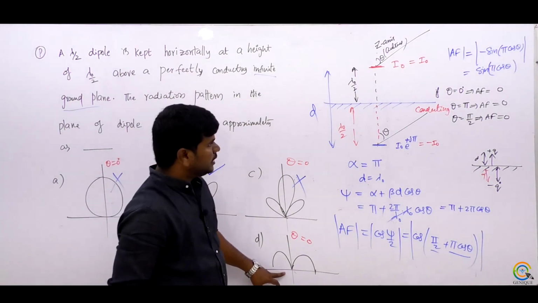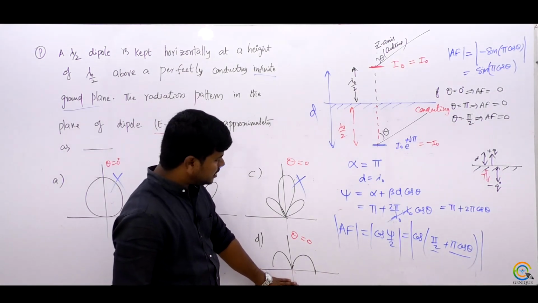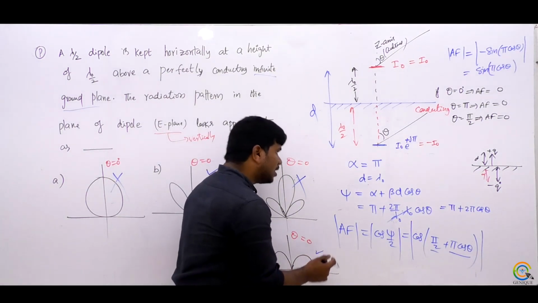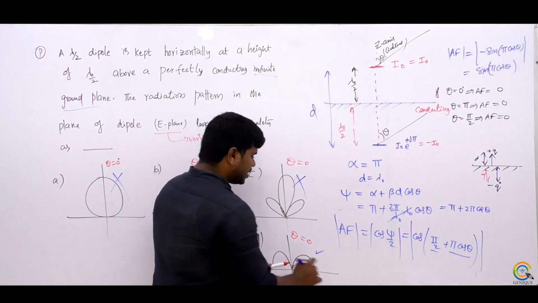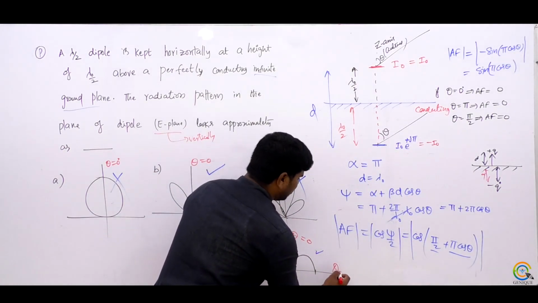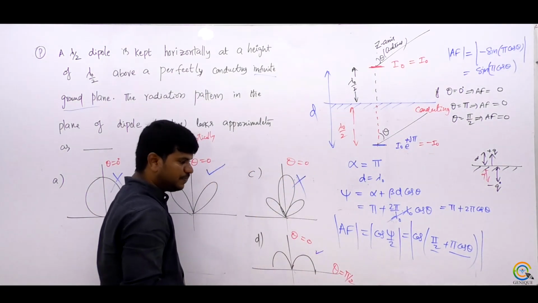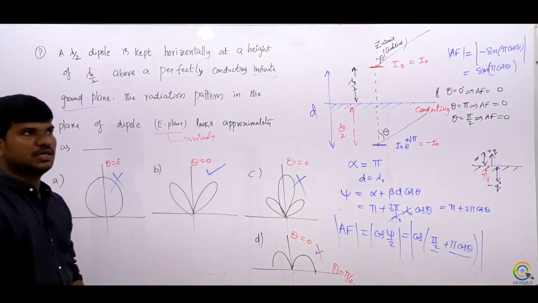Now come to this. In the theta equals pi direction, it is 0. There is a chance for this also. But come to this: theta equals pi by 2 means what? This is theta equals pi by 2. At pi by 2, it is not a 0 value. So you can remove this, and this will be the option.